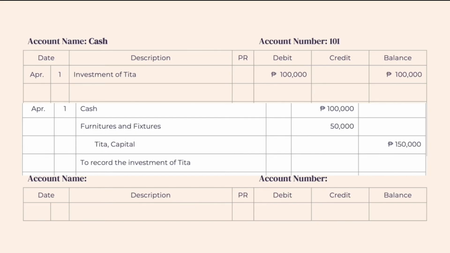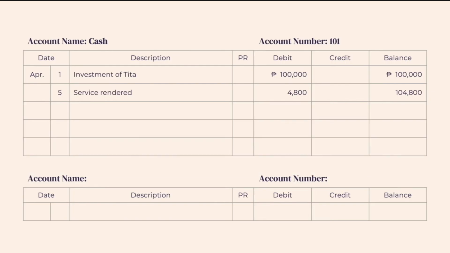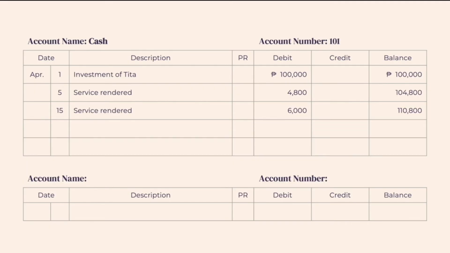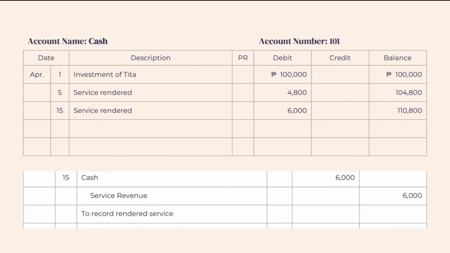So, now the total balance of our cash account is 100,000. Next, on April 5, we received cash from service rendered with a total amount of 4,800. So the total balance now is 104,800 pesos. Next, on April 15, another cash received from the service rendered with a total amount of 6,000. So the total balance of cash account is 110,800 pesos.